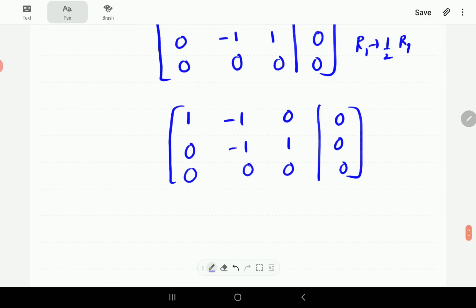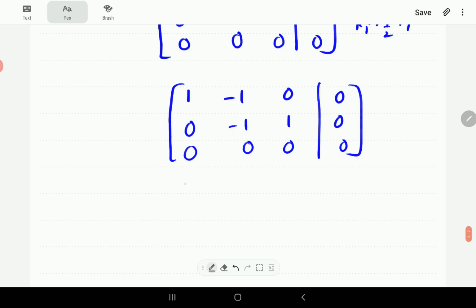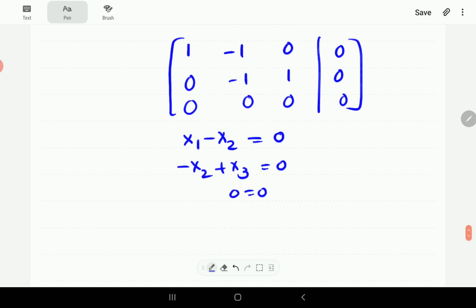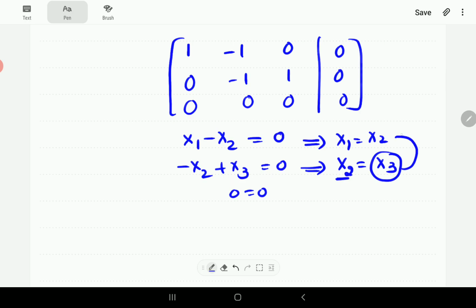So now let us write the solution. This will be x1 minus x2 equal to 0, and here it is minus x2 plus x3 equal to 0. And from the last row, 0 equal to 0 means x3 is basically free. So from here x1 is x2, and from here x2 will be equal to x3, because minus x2 plus x3 is 0. So I can put my x2 value as x3 in this equation.